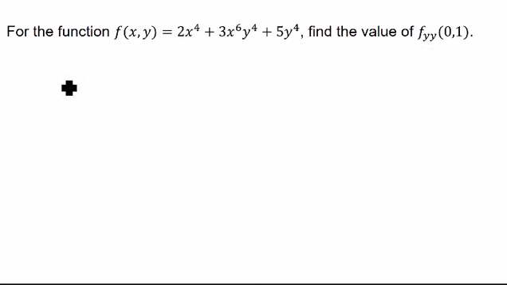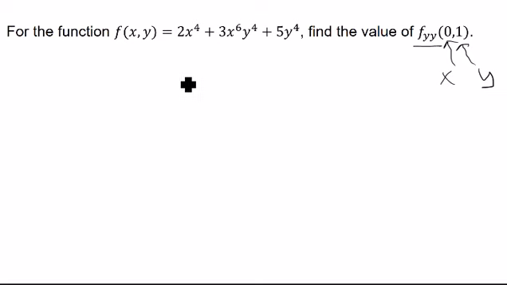In this example, we have this function f of x, y equals 2x to the 4 plus 3x to the 6 y to the 4 plus 5y to the 4. And this time we're finding the partial derivative of f with respect to y and then with respect to y again. So the second order partial derivative of f with respect to y evaluated at the point 0, 1, meaning the value of x being 0 and the value of y being 1.